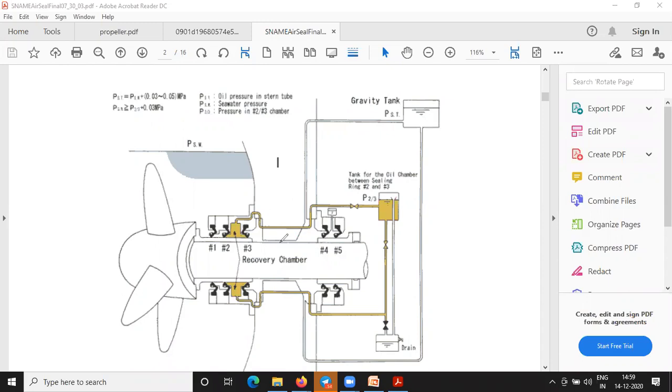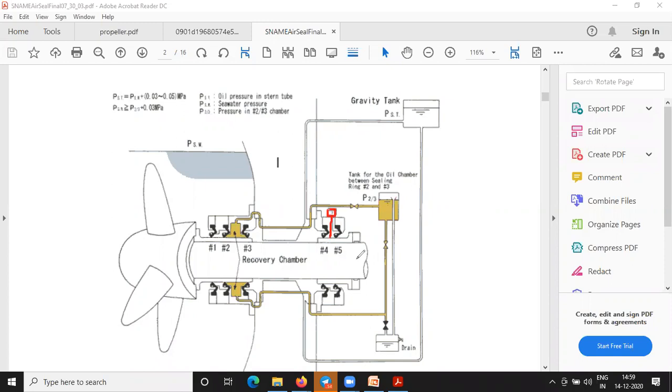Both bearings, this same oil is provided. This aft seal is in between the second and third seal. The forward seal will be in between the 4 and 5. This is the tank which is for the forward seal.